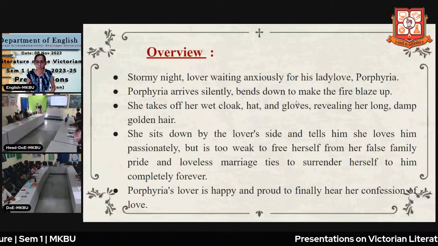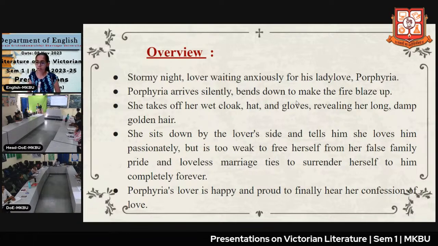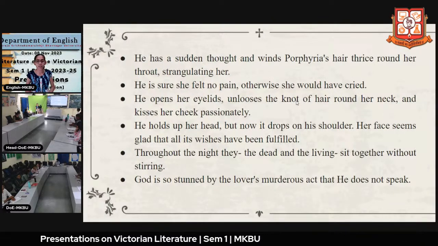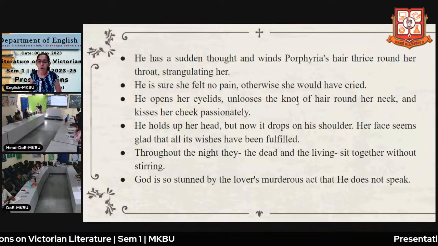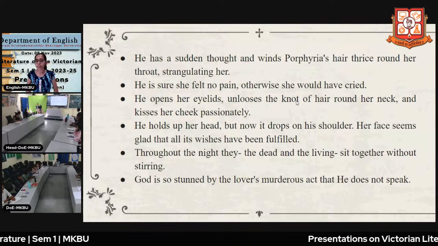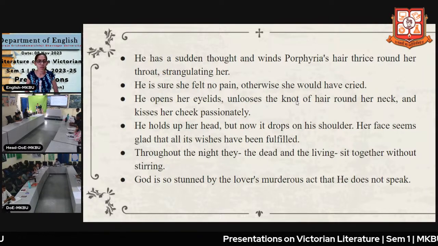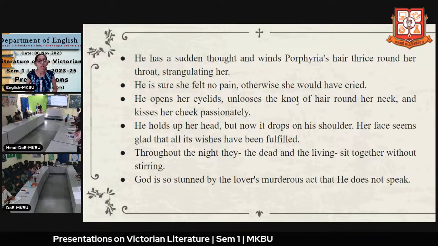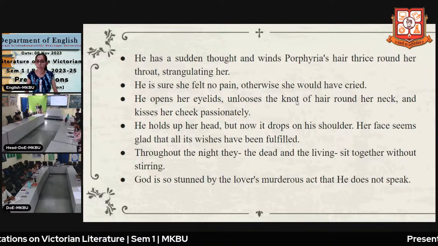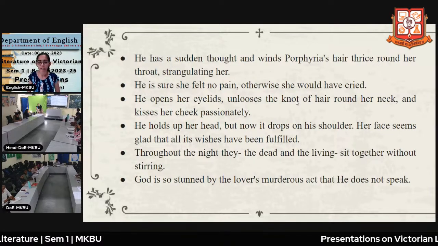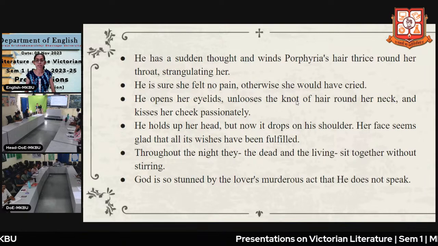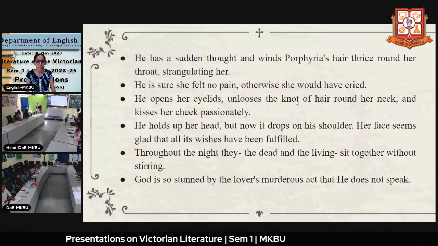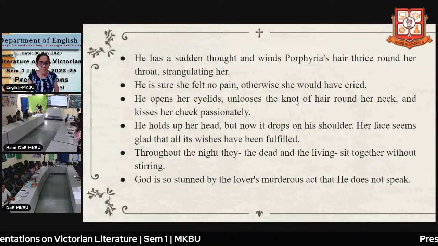Her lover is happy and proud to finally hear her confession of love. He has a sudden thought and winds her hair three times round her throat, strangulating her. He is sure she felt no pain, otherwise she would have cried. He opens her eyelids, unlooses the knot of hair round her neck, and kisses her cheeks passionately.